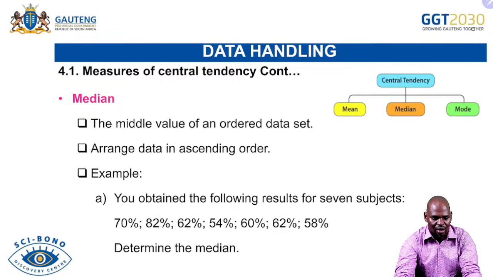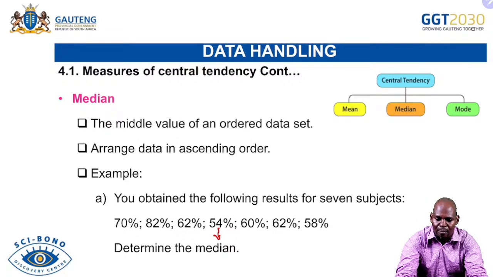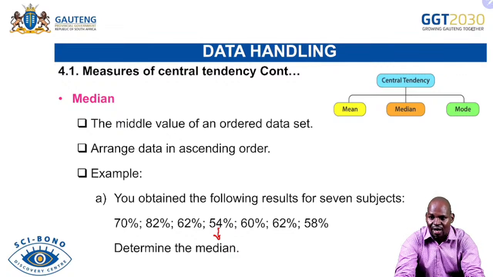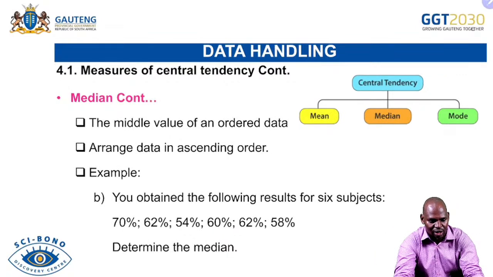Now we know that median is the middlemost number, so you can't just go straight and say 54 is the middle number. You must first check if the numbers are arranged in ascending order. These ones are not arranged, so we need to arrange them. We start with the smallest number.